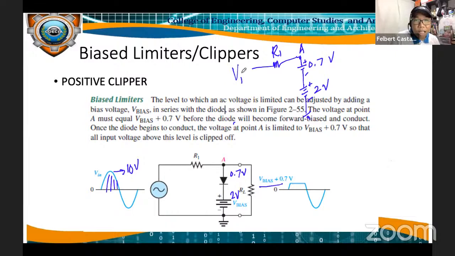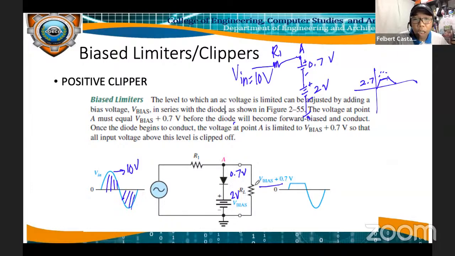So yung V in natin na 10 volts, wala naman tong effect ng 10 volts kasi ito lang naman ang minemeasure mo, the voltage here. So 0.7 plus 2 volts, the level here is 2.7. Ayan, nag-clip siya. Di ba ganito kapag complete yung waveform? So this is positive 2.7. Okay, do you follow?